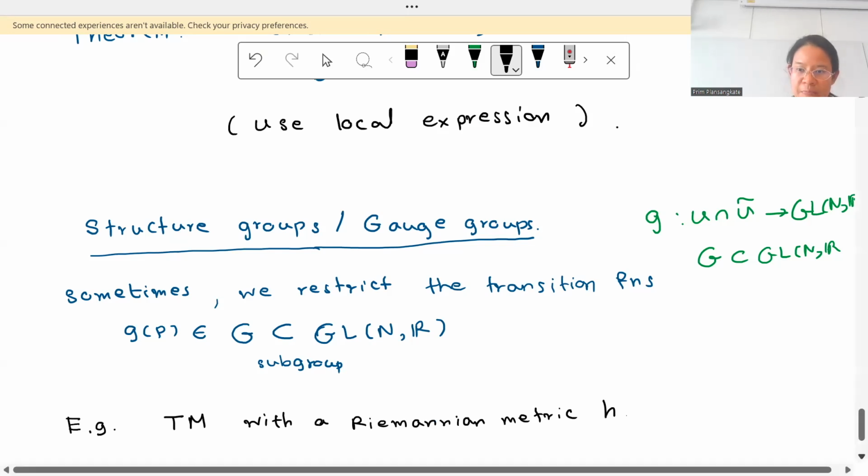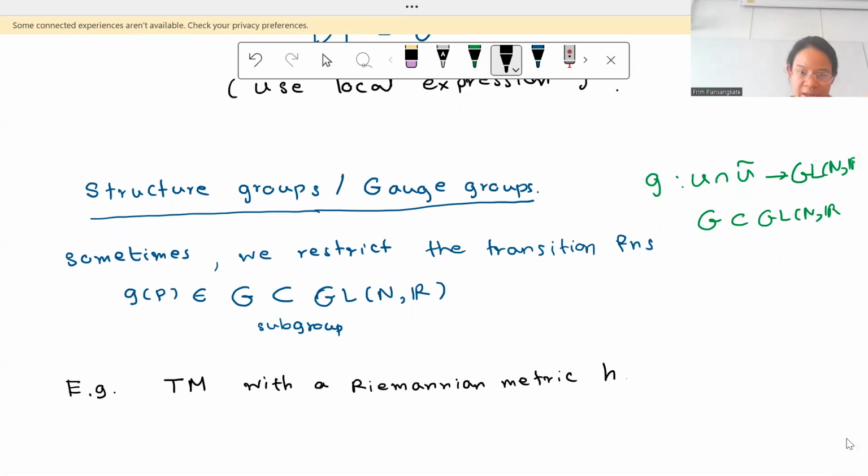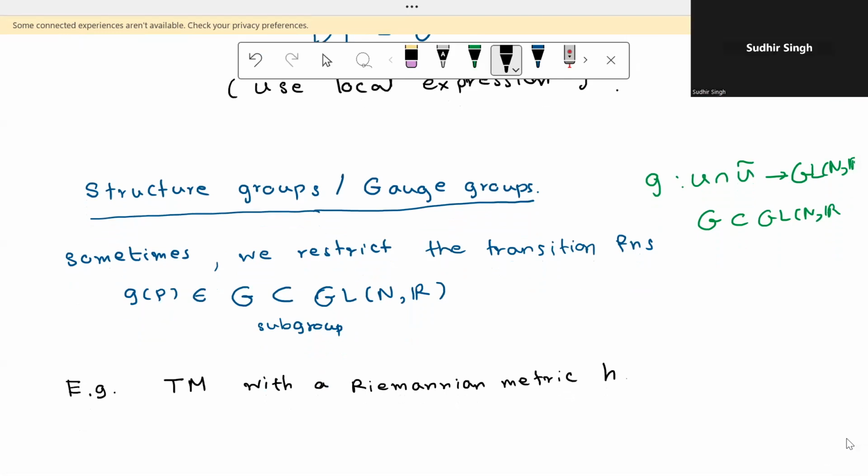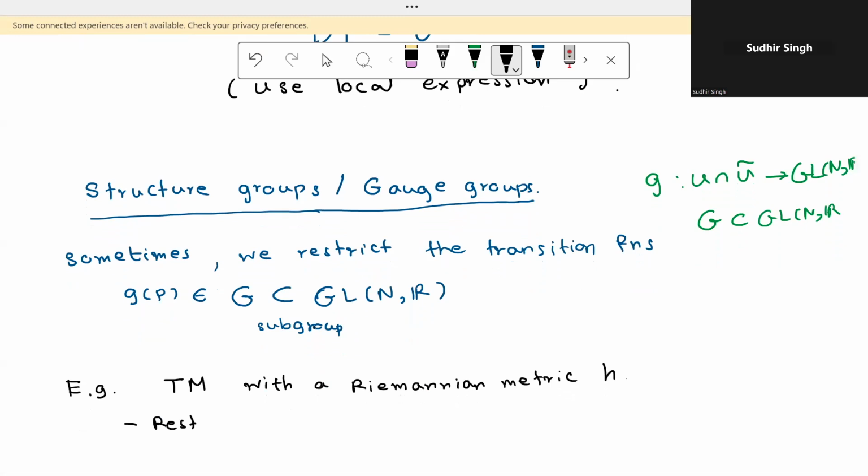Then if it has a Riemannian metric H, they always exist, orthonormal frame fields, at least locally, right? Then instead of allowing any frame fields, we say that we restrict to orthonormal frame fields.